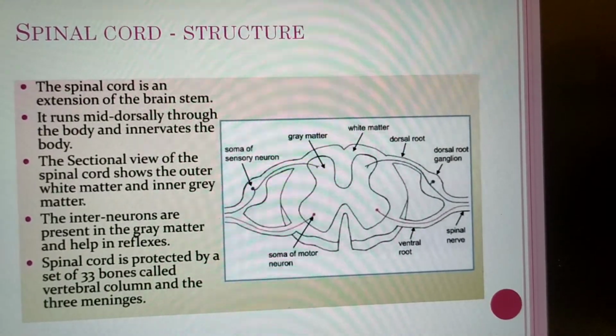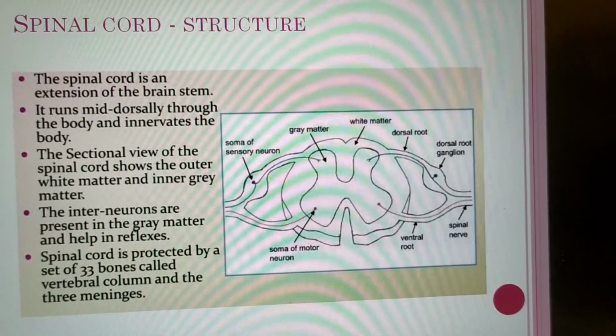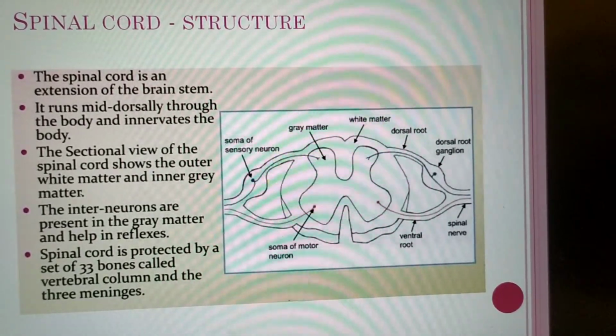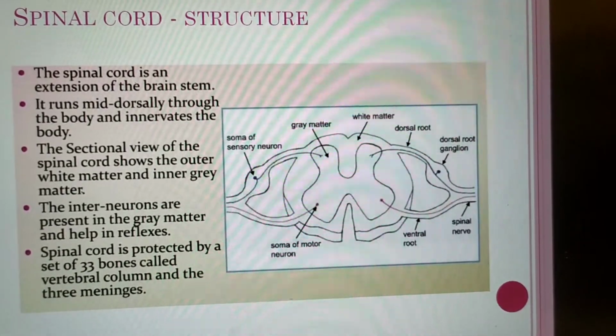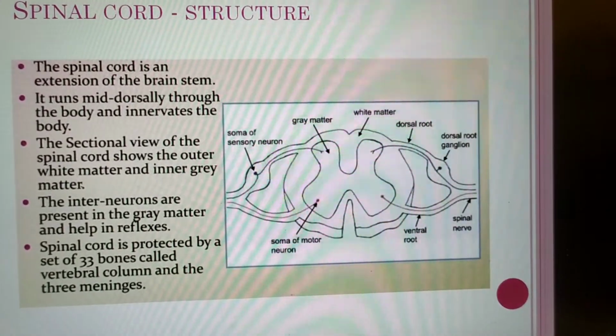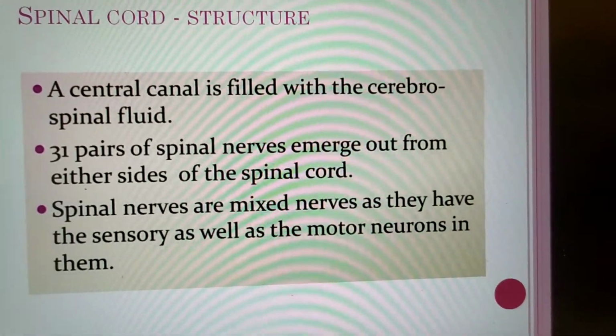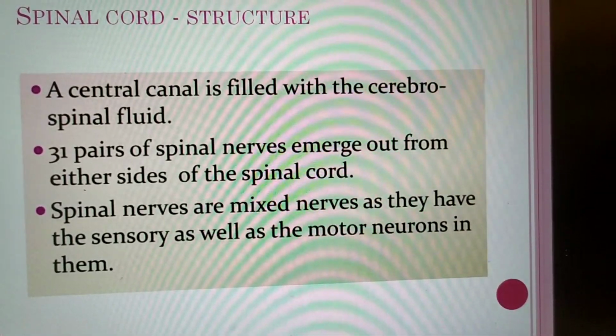The interneurons are present in the grey matter and they help in the reflexes. So interneurons which are present in the grey matter play an important role in reflexes. The spinal cord is protected by a set of 33 bones which are called the vertebral column, and 3 meninges. A central canal is filled with the cerebrospinal fluid.